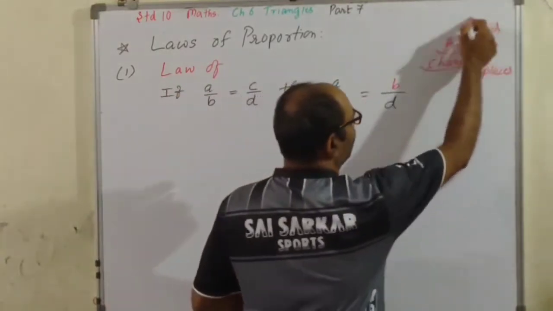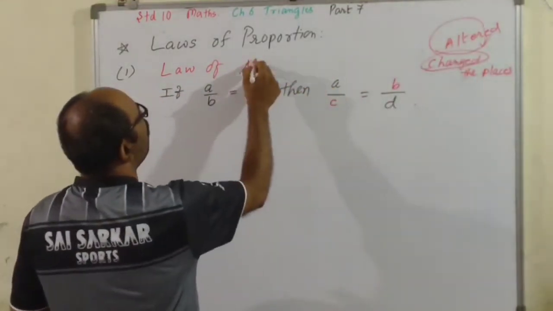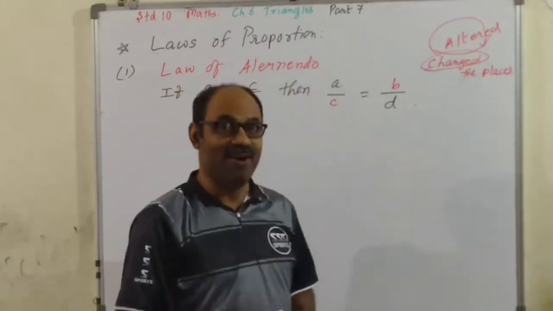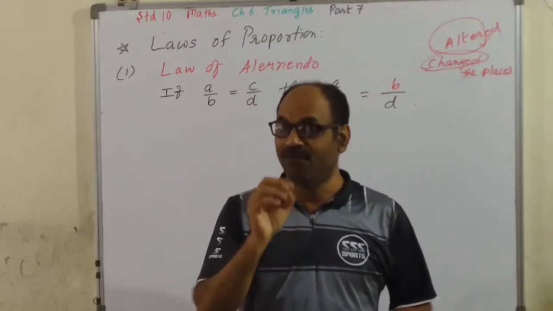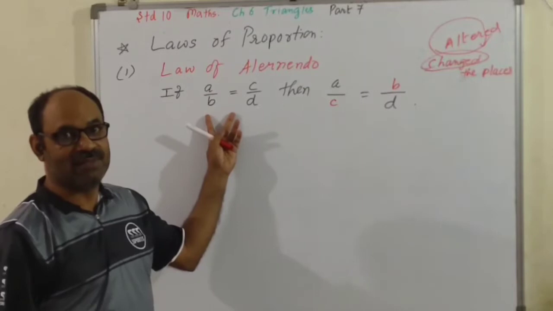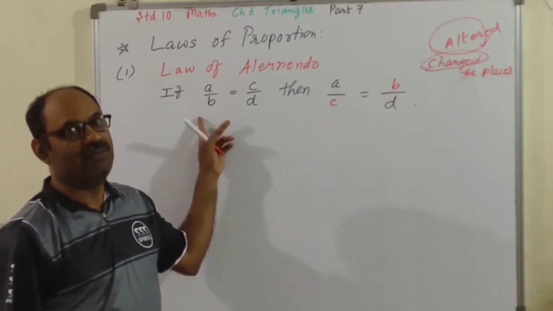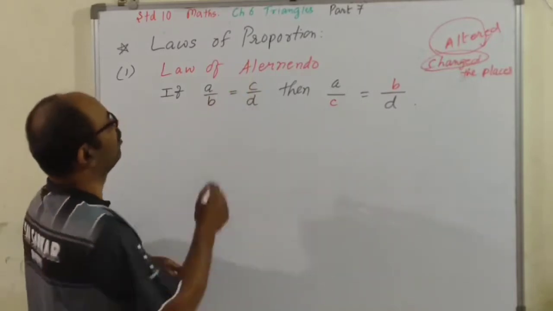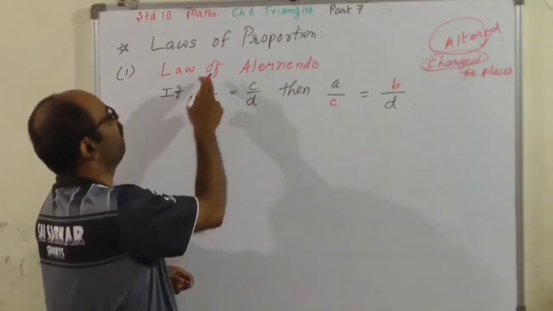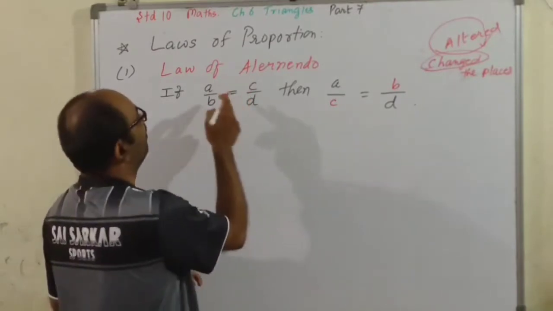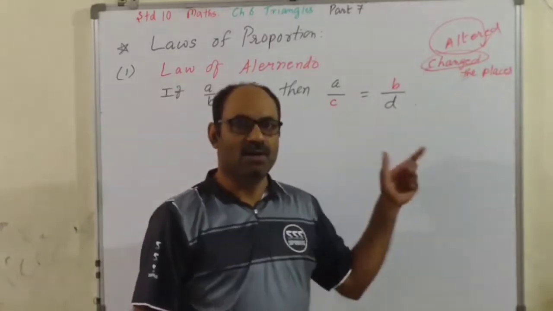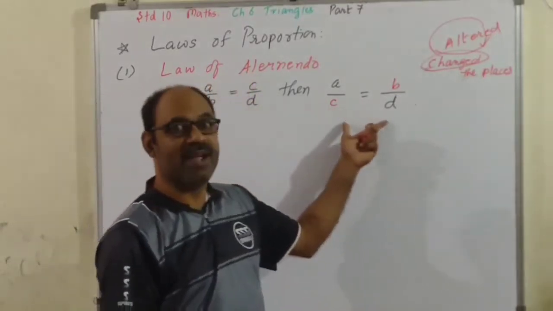So from this word alter, this first one is called the law of alternando. It is called the law of alternando. We are altering the position. When four numbers are in proportion, we change the position. You can do this also: if you want, you can change the position of A and D. If A upon B is equal to C upon D, then D upon B is equal to C upon A. By the law of alternando you can do this.